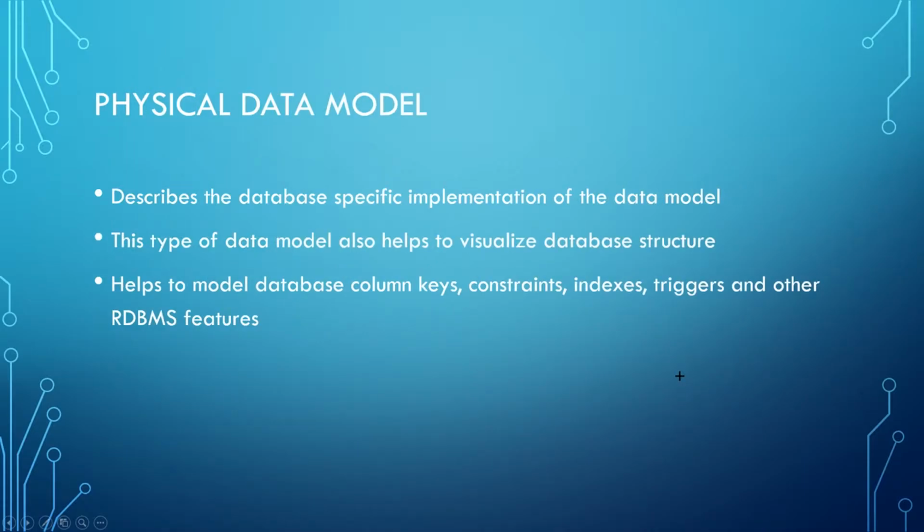And the last one is the physical data model. A physical data model describes the database specific implementation of the data model. It offers an abstraction of the database and helps generate schema. This is because of the richness of metadata offered by a physical data model. This type of data model also helps to visualize database structure. It helps to model database column keys, constraints, indexes, triggers, and other RDBMS features.